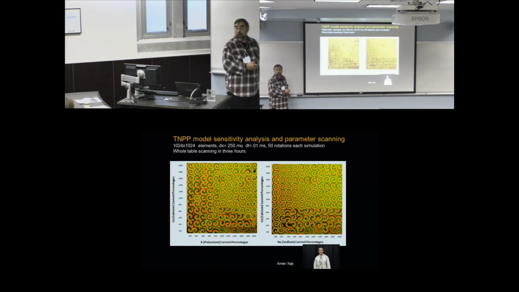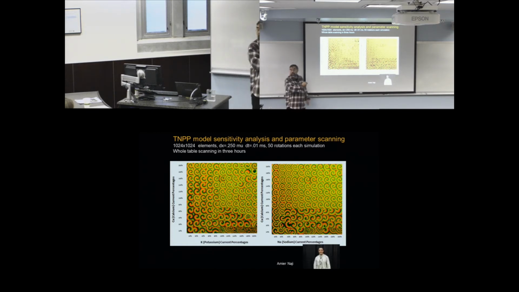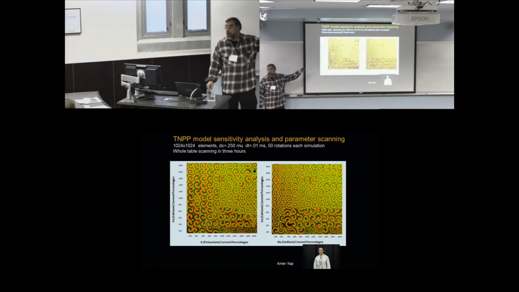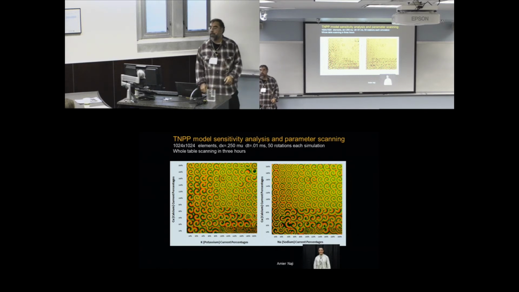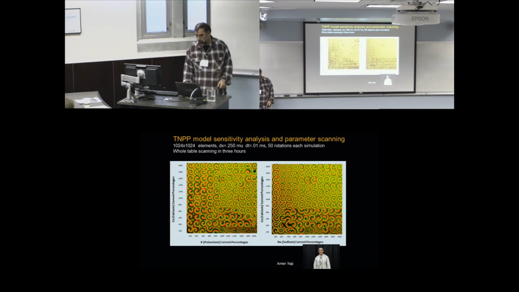Because you can do really fast simulations with a fast graphic card, you can do sensitivity analysis. Before, people were doing it in single cells, but now you can do sensitivity analysis in tissue, very quickly. This is not only 512 by 512, because sometimes spiral waves don't fit. This is 1024 by 1024 cells with a discretization of 250 microns, DT of 0.01, and 50 rotations to make sure it's stable for each one of the elements. That takes about 3 hours to do one of these panels. That's really, really nice nowadays. This is work with Amir Najid.